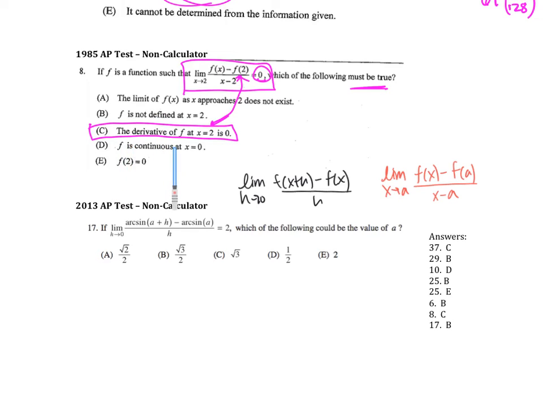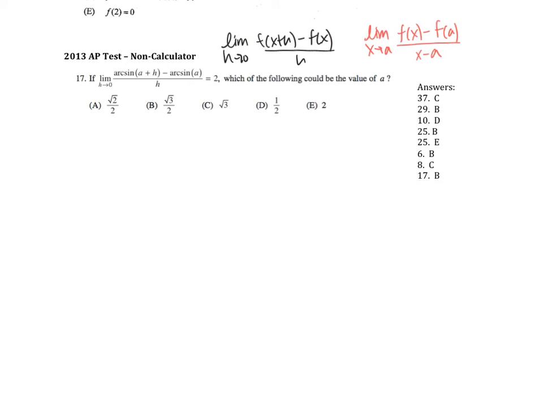Does it have to be continuous at 0? We don't know what's going on at 0. All we know is that the derivative at 2 equals 0. We don't know if it's continuous at 0. We don't know what else is going on with the function. Just like with D, I have no idea if the function has the point 2, 0. All I know is when x is 2, the slope is 0. So I like C.